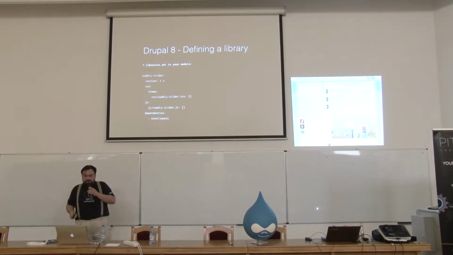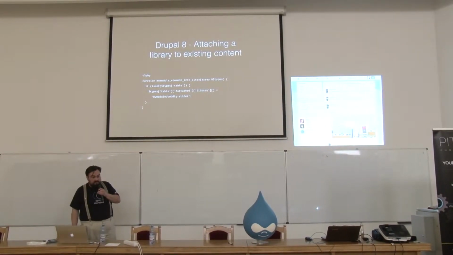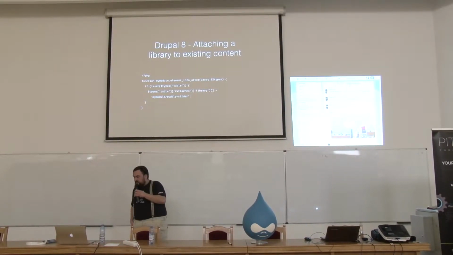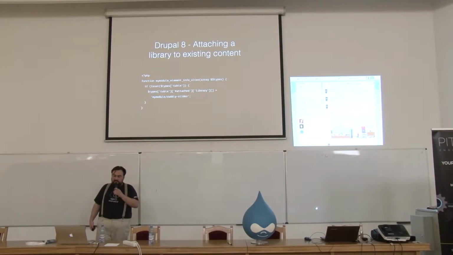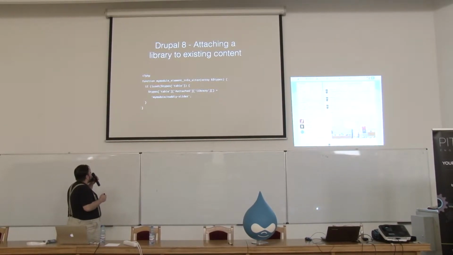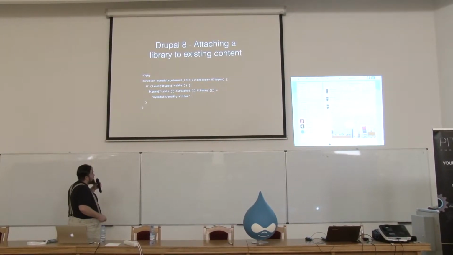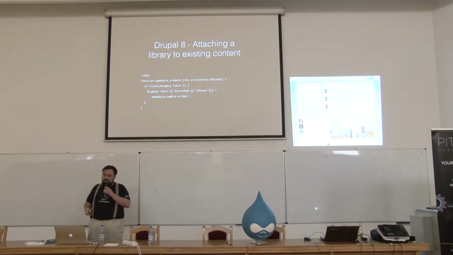After you define a library, you attach it to something. An example here is how to attach it to some content that's already been created somewhere else. For example, if you want to add some library to all the tables in the site, in your module, you implement the hook element info alter, and if there is a table element type, then you attach your library to it. And every time a table is generated, your library will be attached to that and rendered in the page.